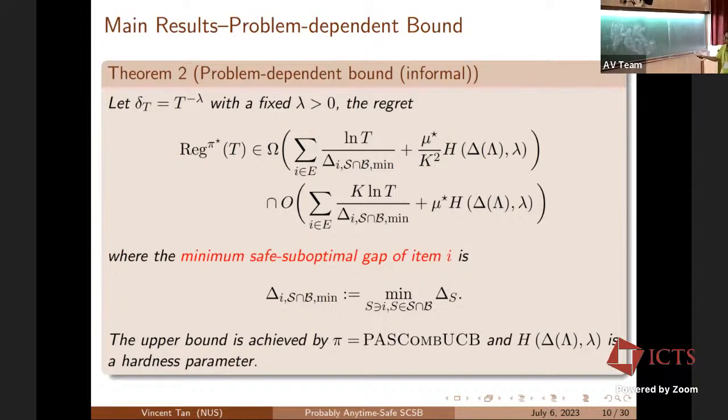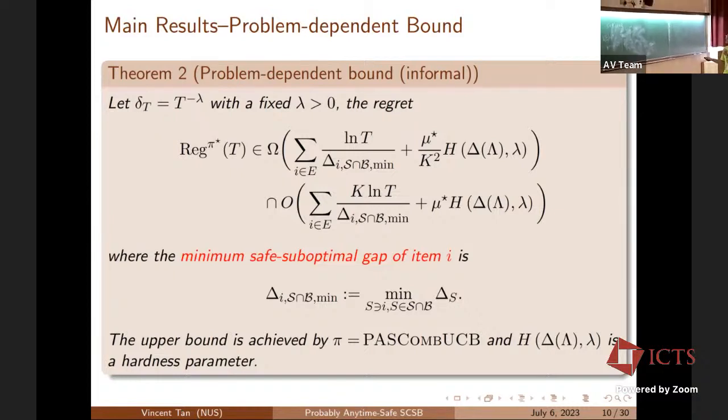Now let's just focus on the first term here. These two terms are the same, up to k. It involves the minimum safe suboptimal gap of item I. Let's look at item I, and at all subsets that include item I that are safe and suboptimal. That is a measure of the difficulty of ascertaining the suboptimality of this particular subset of item I. That appears in both the upper and lower bounds.